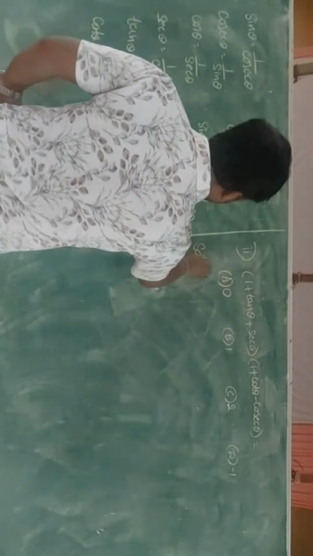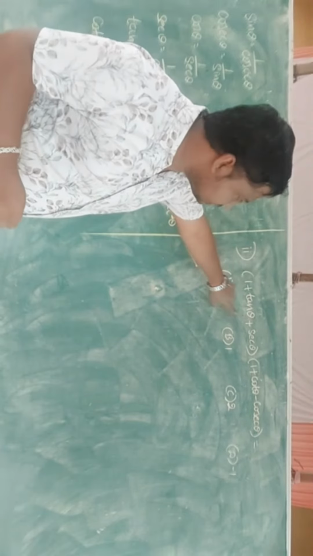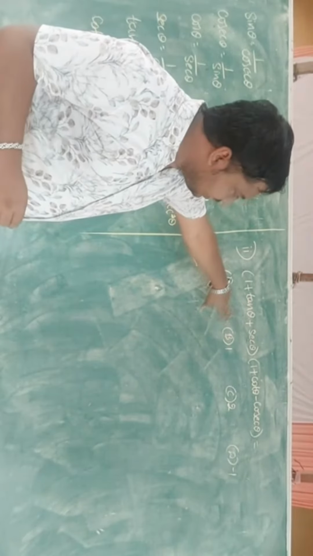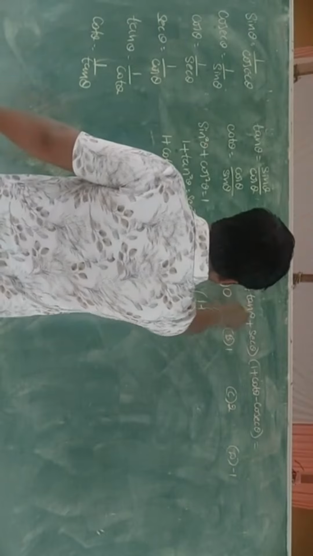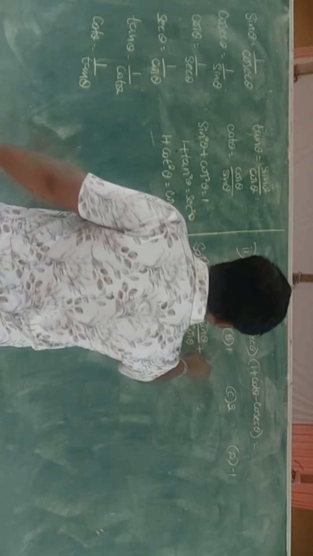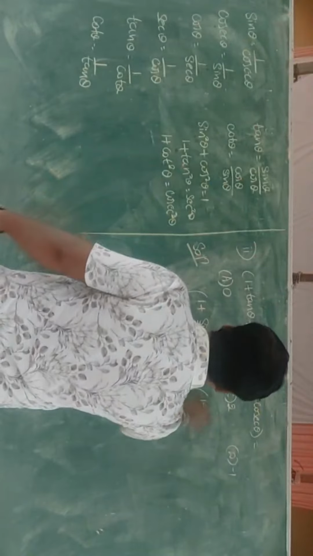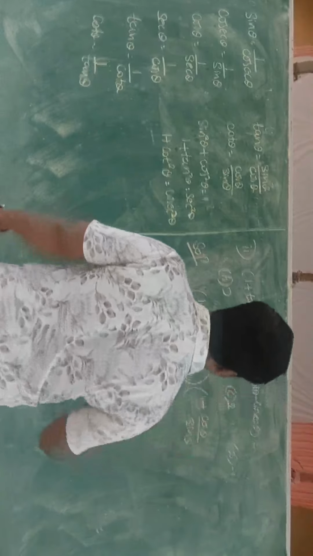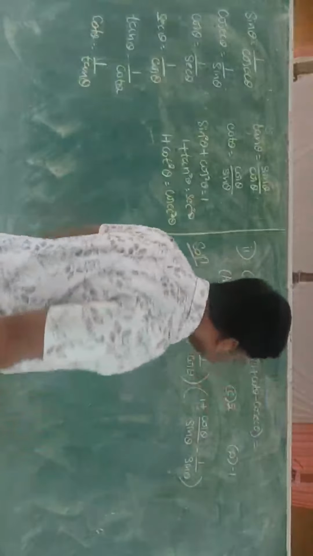Solution or justification. 1 plus tan theta plus sec theta. Here tan is there, sec is there. There cot is there and cosec is there. So we can write this in the form of sin and cos. So tan theta is sin theta upon cos theta and sec theta is 1 upon cos theta. Similarly, cot theta is cos theta upon sin theta and cosec is 1 upon sin theta.